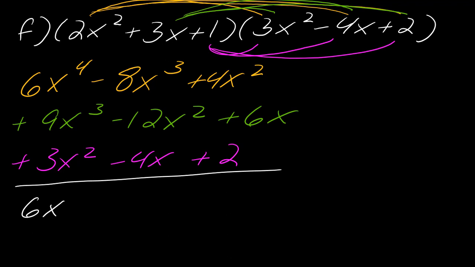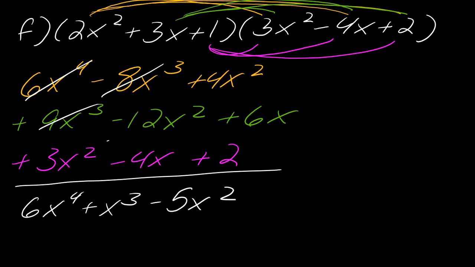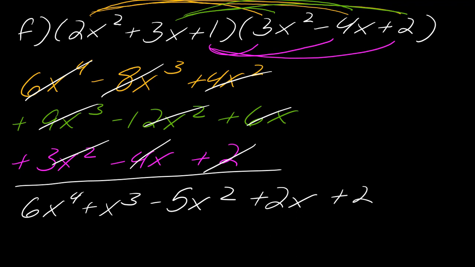So let's see, we're going to start with 6x to the 4th, so I'll go ahead and cancel that out. Then I've got the negative 8x cubed and the 9x cubed, so that's going to give me just x cubed. Then I've got 4x squared minus 12x squared, so this is negative 8x squared, and then negative 8 plus 3 will give me negative 5x squared. Then I've got 6x minus 4x, so that's 2x. And then finally the plus 2. And so there's the answer.